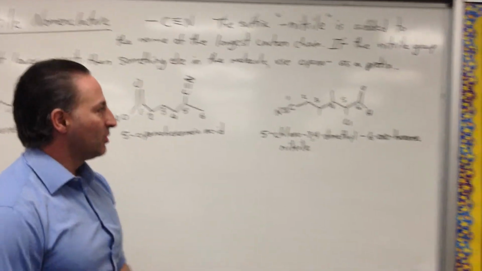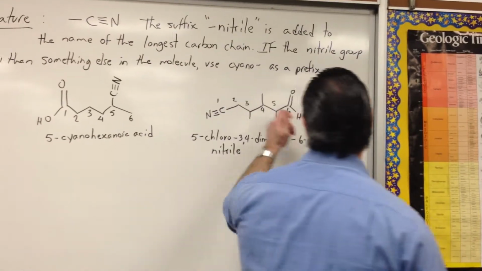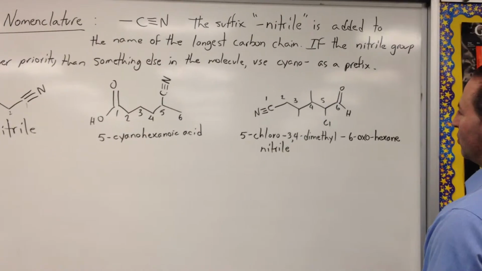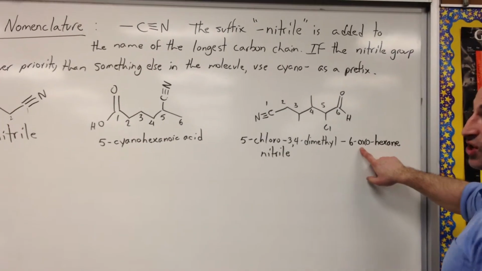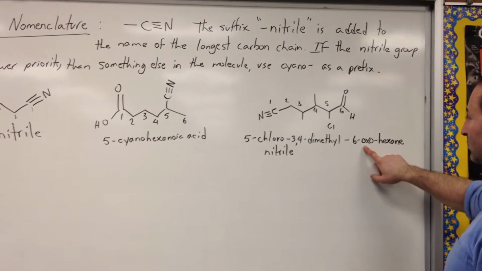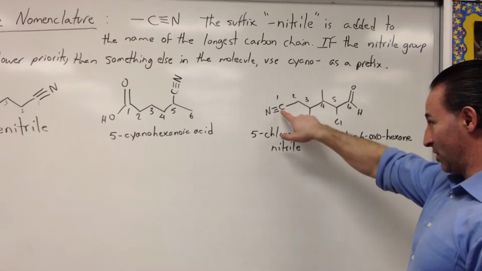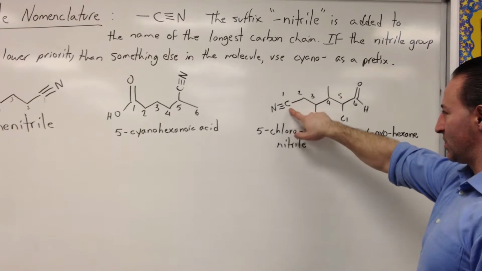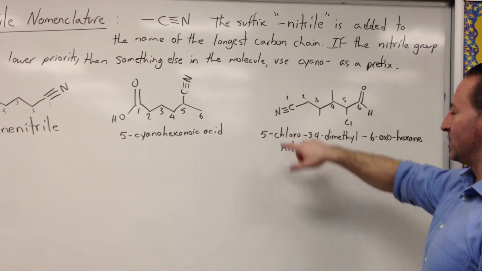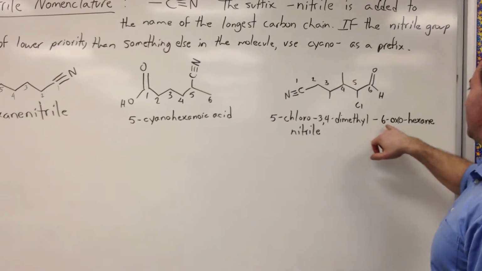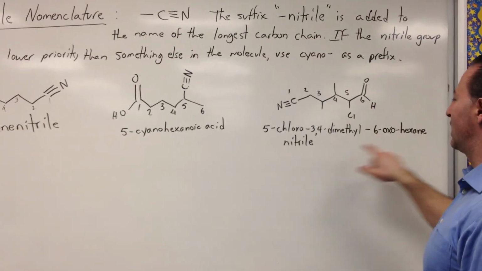And in this example, we have an aldehyde and a nitrile group at the same time. So in this case, we use the oxo prefix, just like ketones. And we would call this molecule 5-chloro. Notice how we started numbering from this side where the nitrile is. So we call this 5-chloro, 3,4-dimethyl, 6-oxo hexane nitrile.